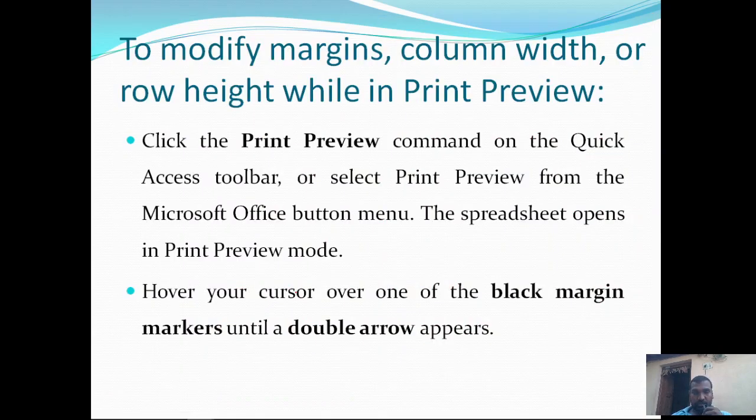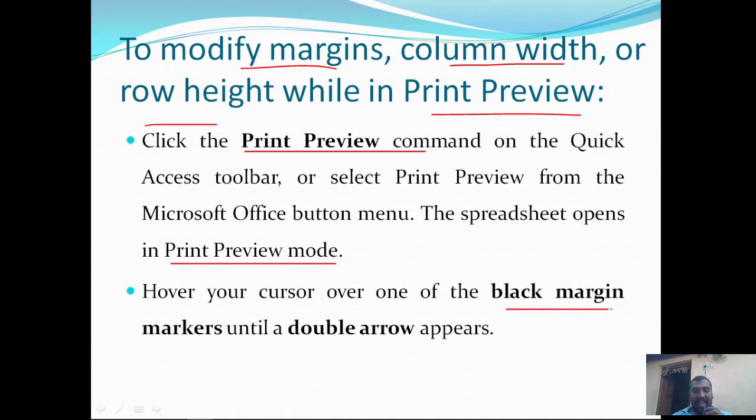Now, to modify margins like column width or row height while in print preview, click on the print preview command on the quick access toolbar, or select the print preview option from the Microsoft Office button menu. The spreadsheet opens in print preview mode, right? Then hover your cursor over one of the black margin markers until a double arrow appears.